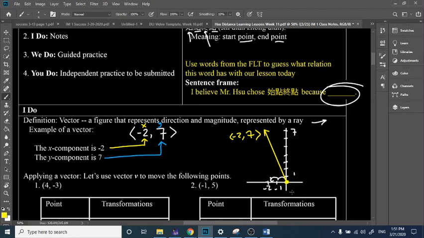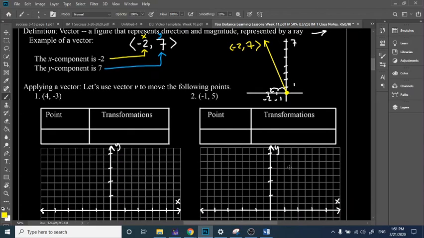So the thing is, you can actually start from other points too. So let's look at how that actually looks and what that means. Okay, so let's apply vector v from up here. So I'm going to call that vector v. So the point we're going to start with is that.